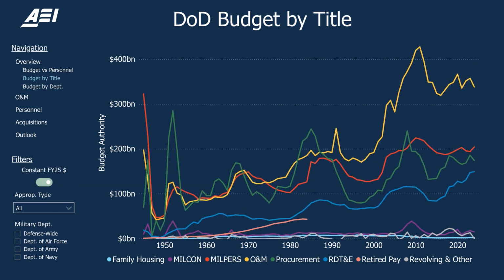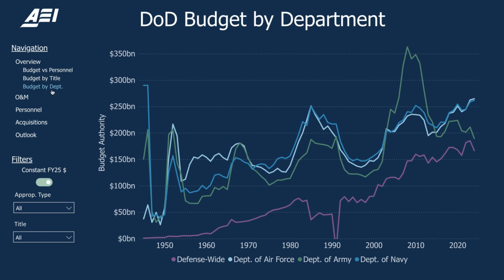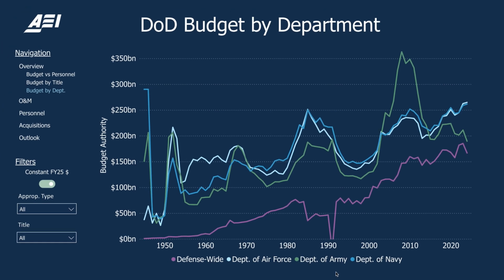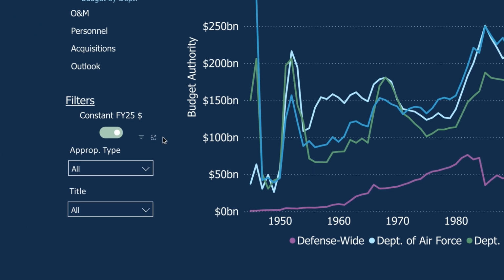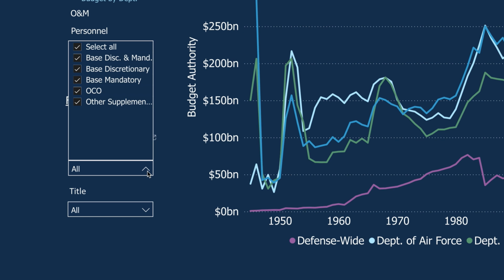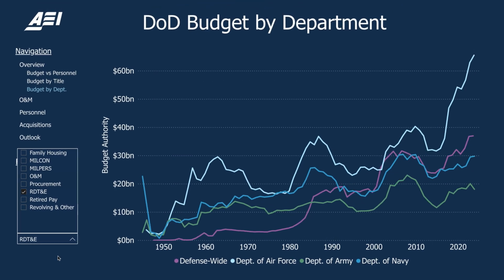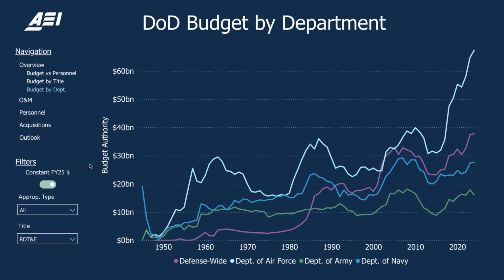If we go to budget by department, this is another view of the budget. You may be wondering, why is defense-wide negative here? That's because in 1991, we were reimbursed by other countries for the cost of the first Gulf War, and that counted as a negative budget entry in defense-wide accounts. Again, you can filter it by appropriation type, or you could filter it by title within the budget if you want to see a different view of the data.